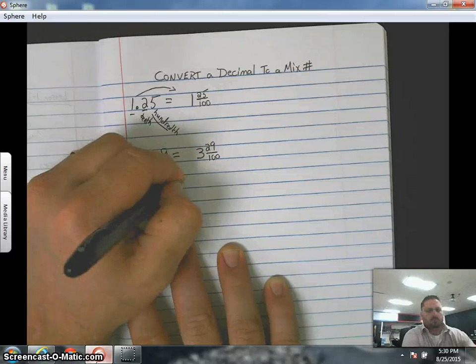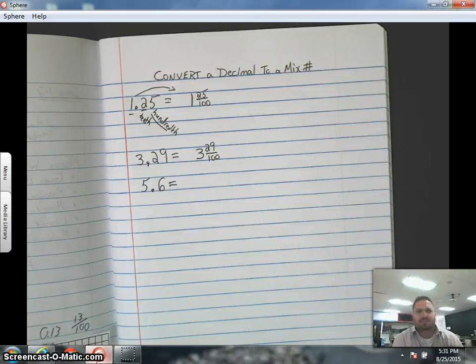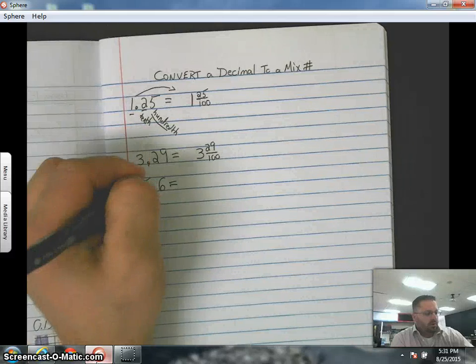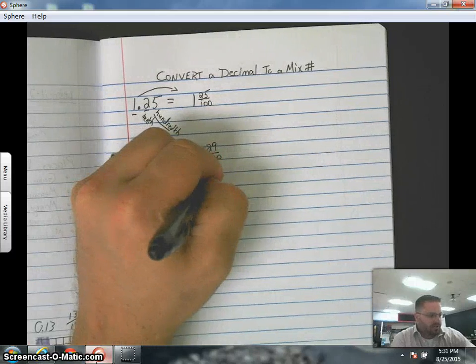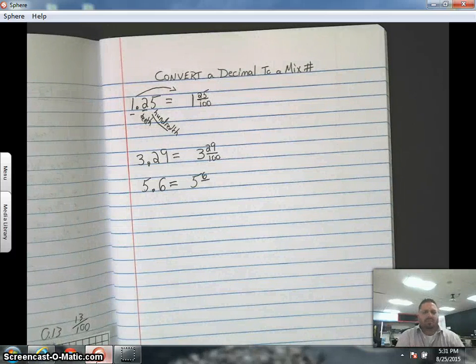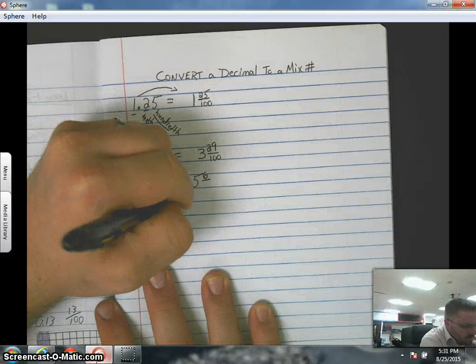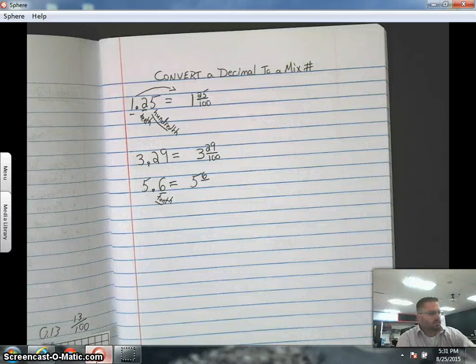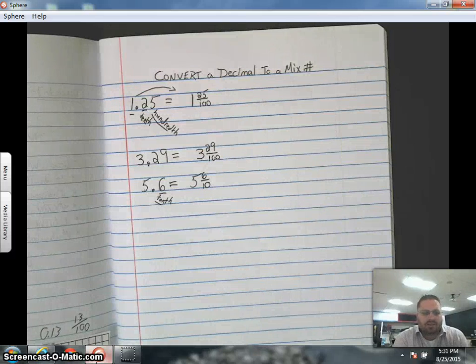5.6. Step 1, go ahead and read it. 5 and 6/10. Now I noticed that sounds different. I said 10th instead of hundredth. See if that changes our denominator. My whole number still comes straight over. 5 and means my fraction. 6 is my numerator. But now I said 10th. And when we say 10th, the key word is 10. And that is my fraction. 5 and 6/10.